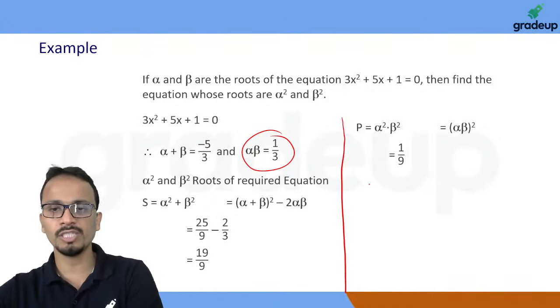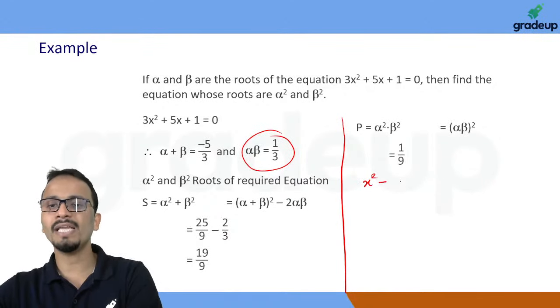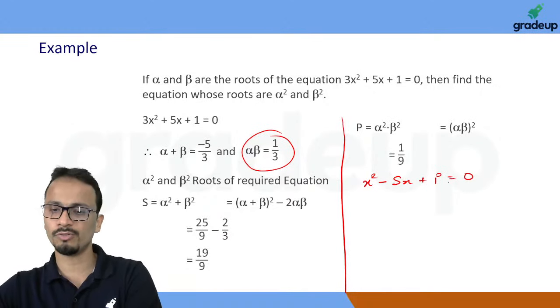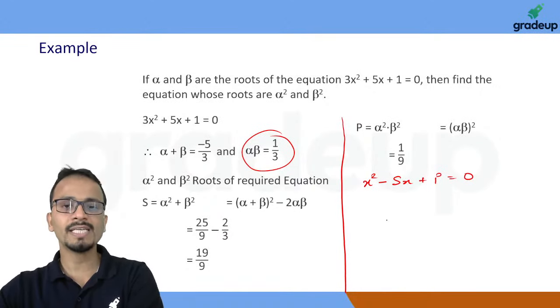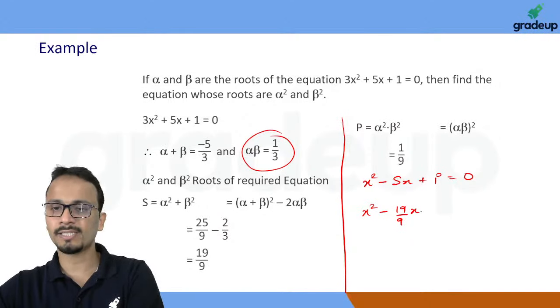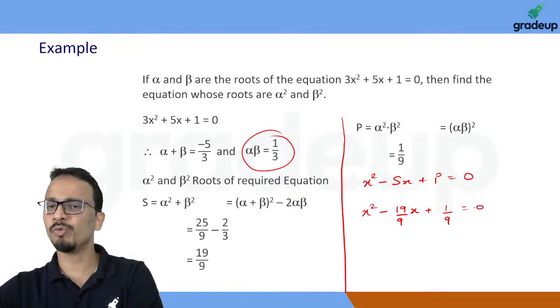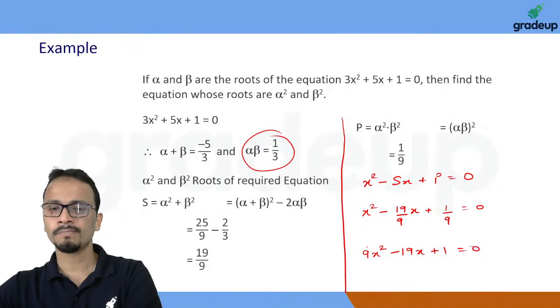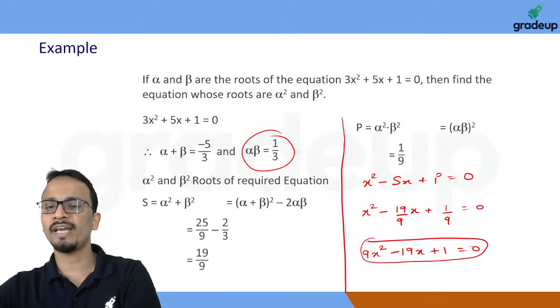So what is the equation? x square minus sx plus p equal to 0. The value of s is 19 upon 9. So x square minus 19 upon 9 x plus the product of the roots, 1 upon 9, is equal to 0. Taking LCM, you will get 9x square minus 19x plus 1 equal to 0. And this will be your final answer.